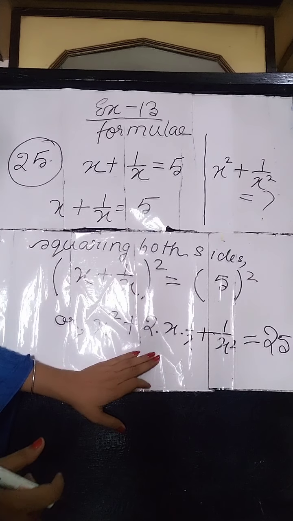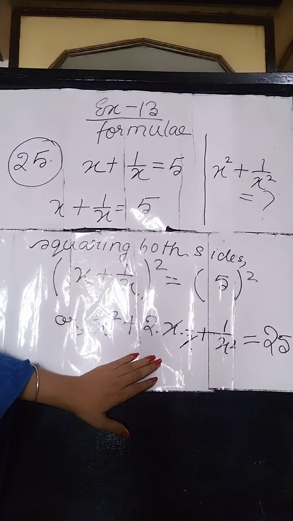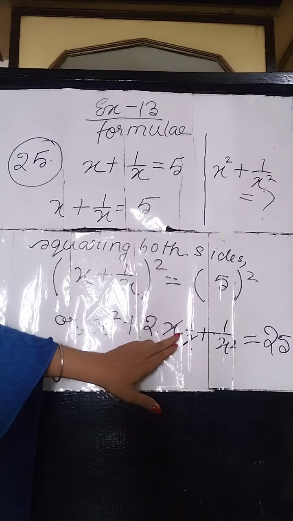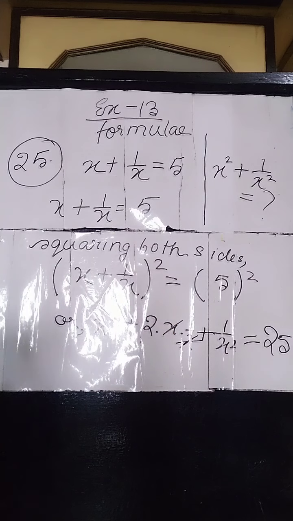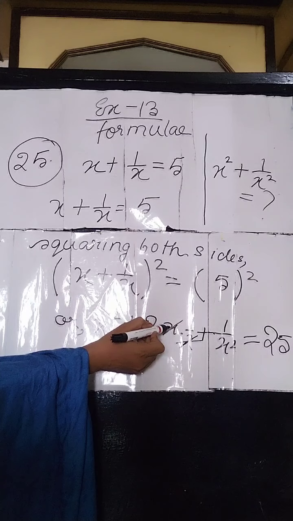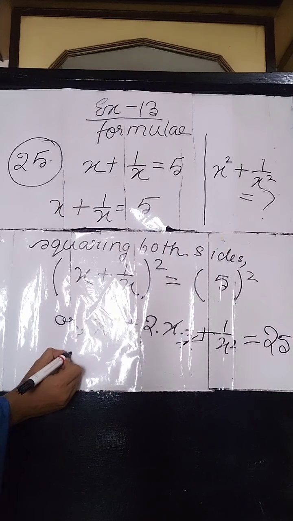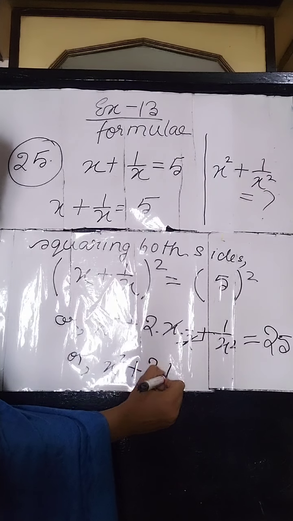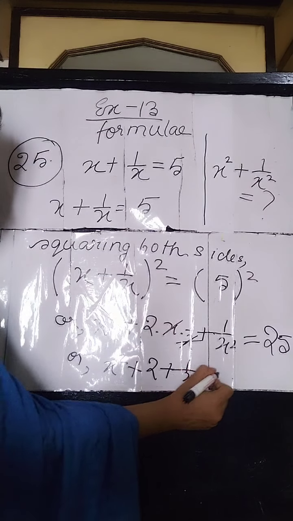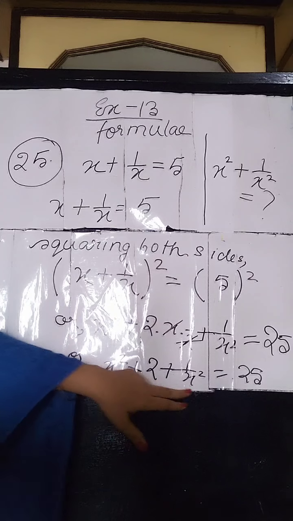Now, this x and this 1 by x will cancel. This is the sign of multiplication, so x multiplied by 1 by x will cancel. x and x will cancel, having the same numerator and denominator. In the numerator we have x and in the denominator we have x. That's why x and x will cancel. So what will remain is x square plus 2 plus 1 by x square is equal to 25. After the cancellation, this is what remains.